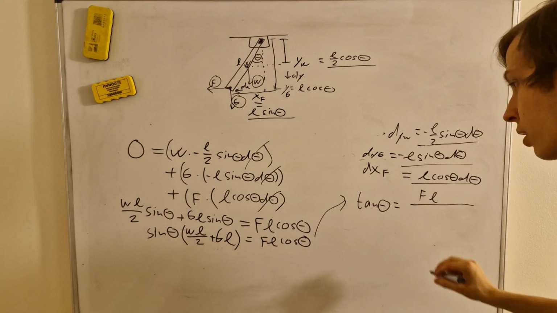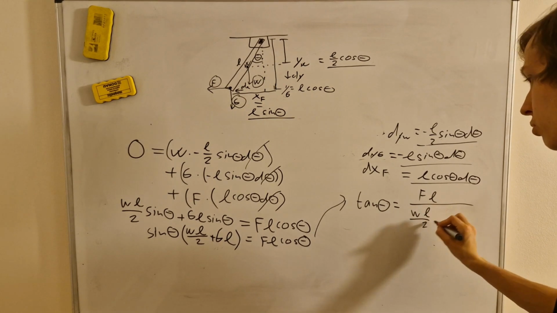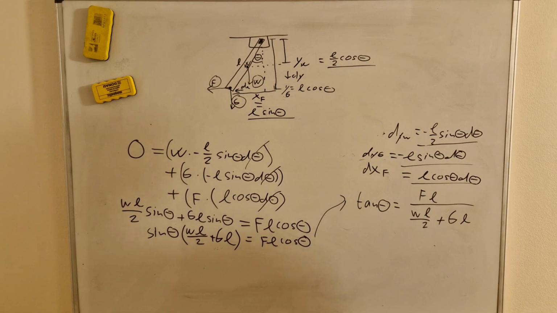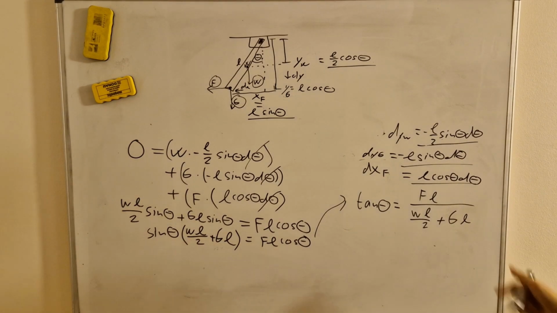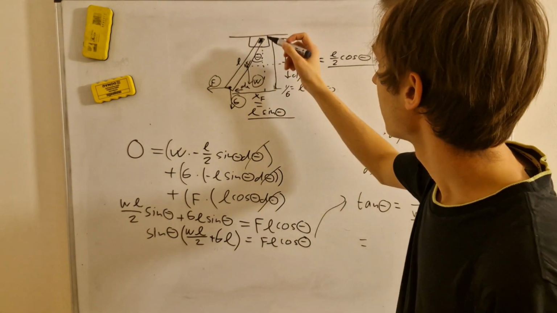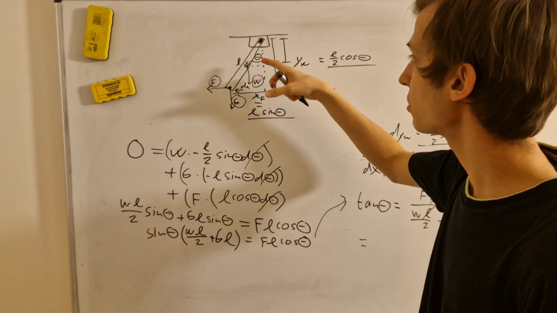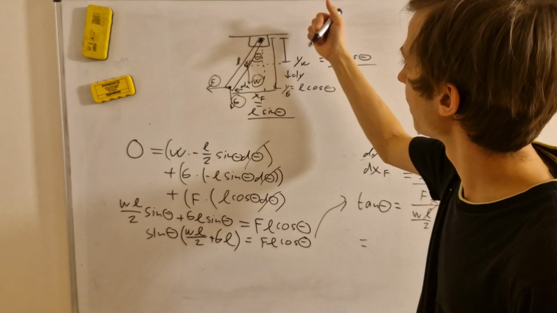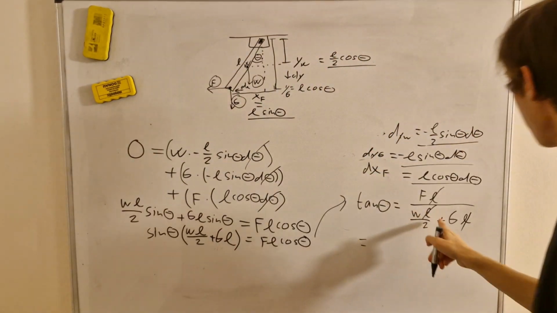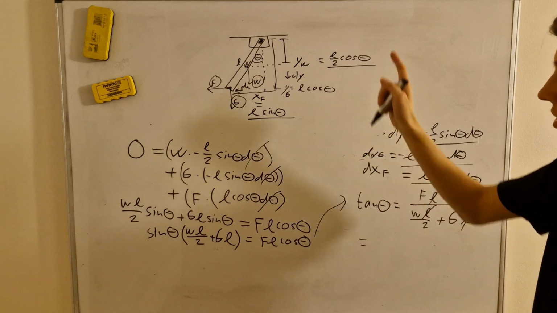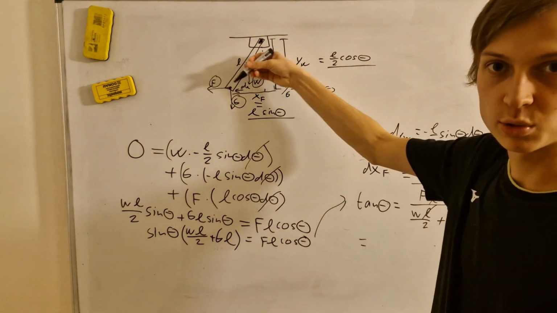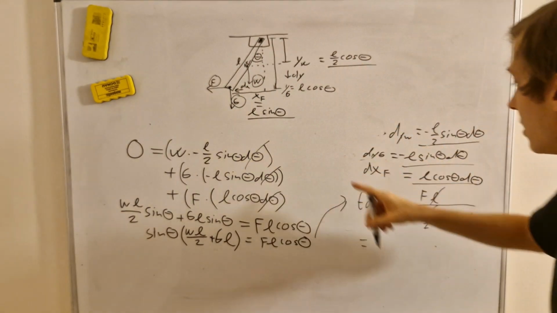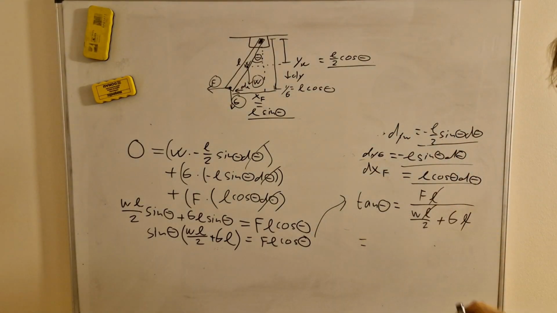FL over WL over 2 plus GL. And now I can divide the numerator and denominator by L. This. And that actually kind of makes sense because, we see it's homogeneous material, its centroid is in the very middle, and the weight is applied in the middle of the length of the beam, and so the length won't have an impact on the result actually. So our equilibrium value of the angle at which it has to hang will not be dependent on L, which is interesting. It cancels in numerator and denominator.